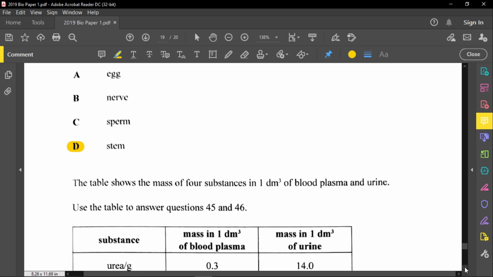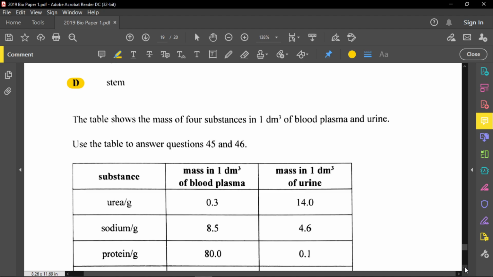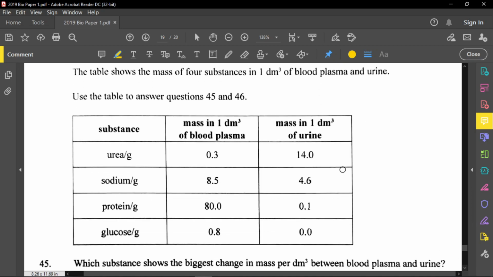All right, so the next question said, the table shows the mass of four substances in 1 dm cube of blood plasma and urine. It said use the table to answer question 45 and 46. So question 45 and 46 now. Let's see what they're saying here. Before I go to the question, let's just read this real quick, yeah?